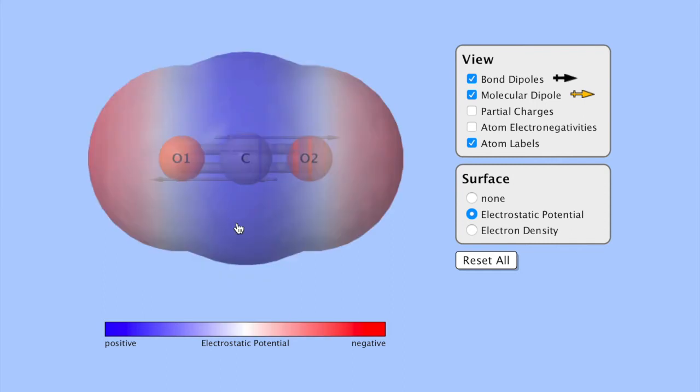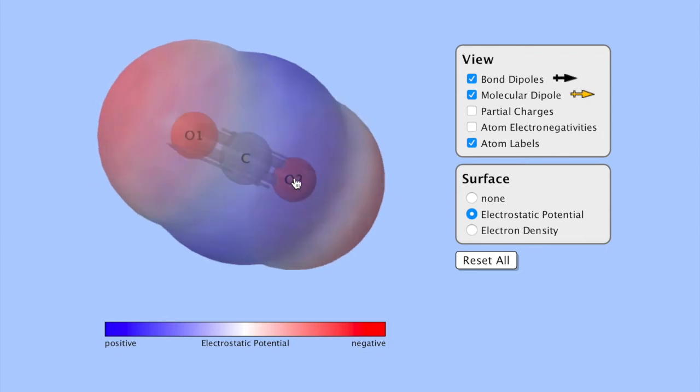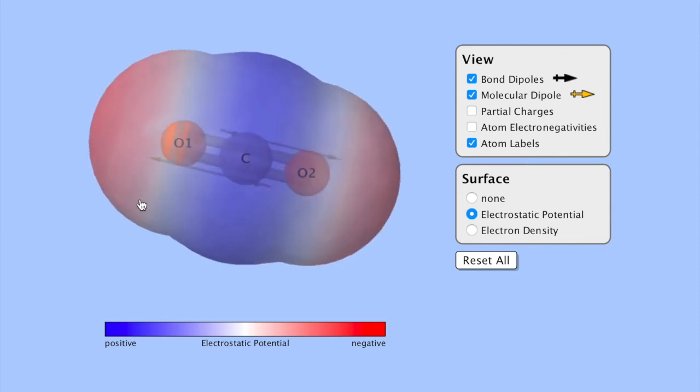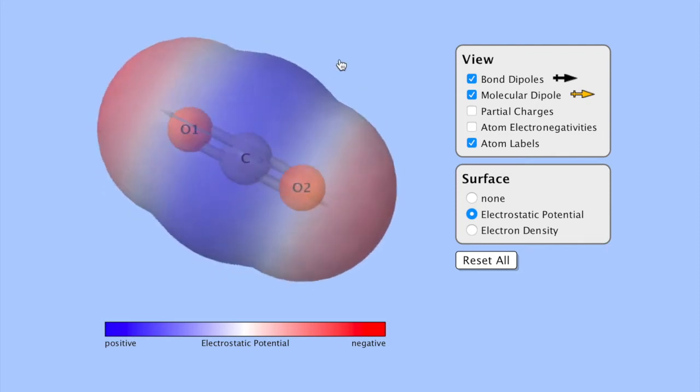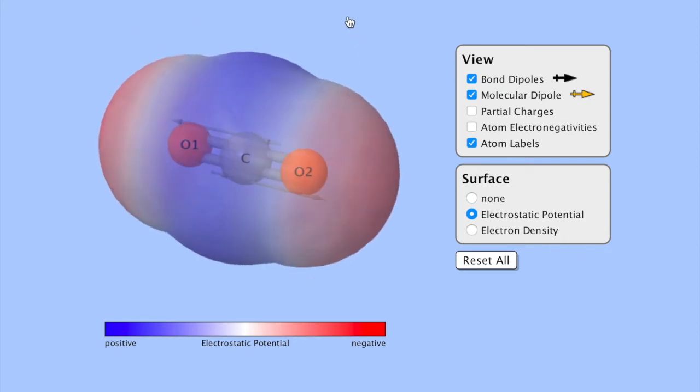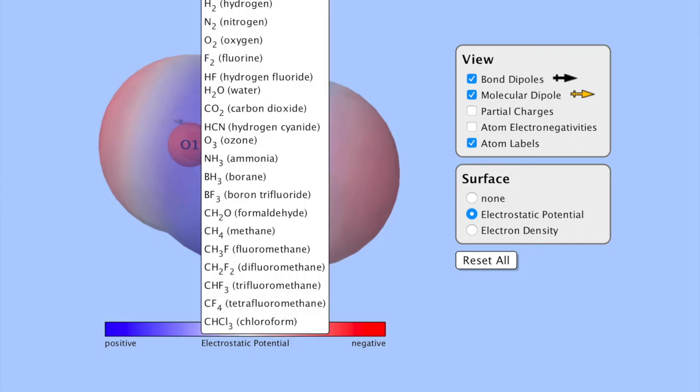Carbon dioxide is an example of a molecule that has polar bonds, that's these black arrows, but because they go in equal and opposite directions, they cancel each other out. And so there's no yellow arrow here because this molecule is not polar. So you have a little bit of negative on both sides, but you don't have one side that's negative and one side that's positive. So everything's kind of balanced out here. So this would be nonpolar.